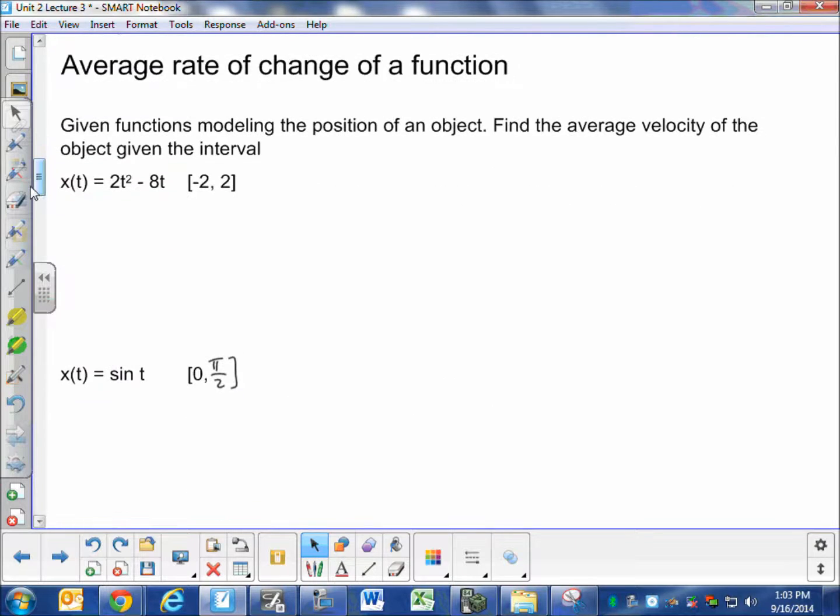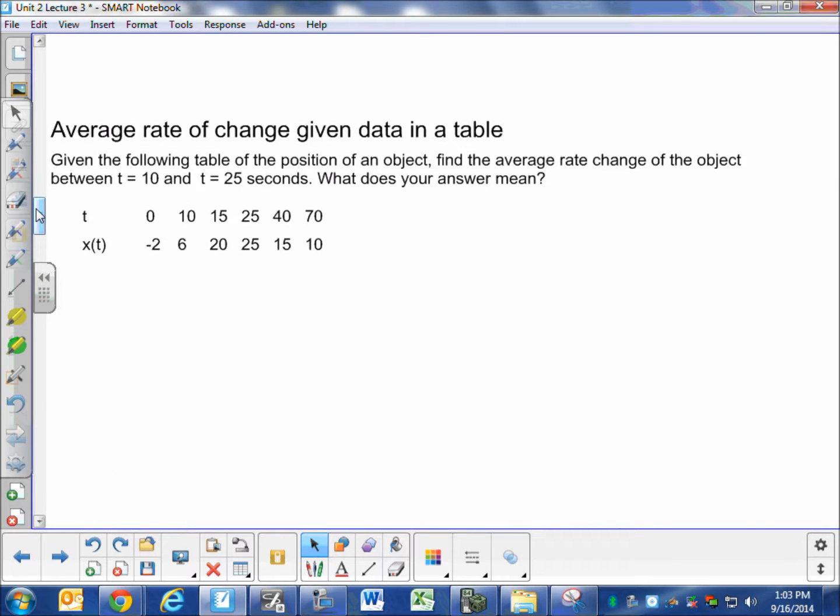Okay. Let's talk about the average rate of change of a function. We're given functions modeling the position of an object. We're trying to find, let's move to this one that's similar. We'll come back to that. We're going to give a table of positions of an object. We're trying to find the average rate of change of the object between 10 seconds and 25 seconds. We'll try to explain what that answer means.